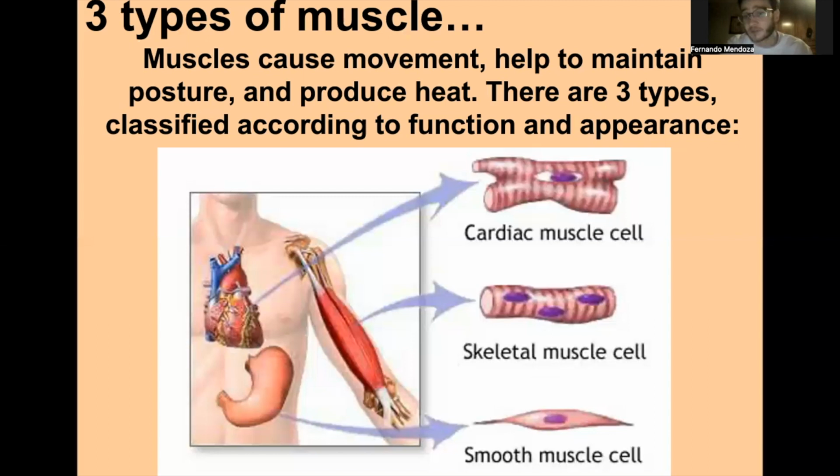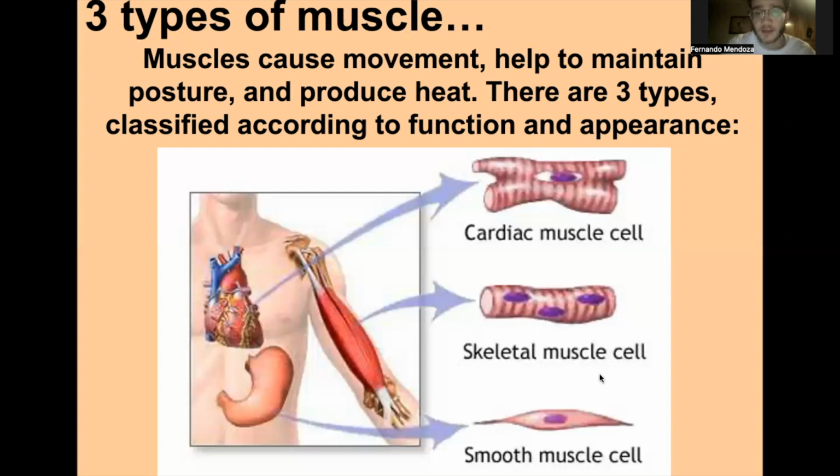And the skeletal muscle cell is the one that we're going to find the most, or the most representative one, like the other muscles that we saw in the first image, the brachialis, the biceps femoris, etc. This is the most representative type of muscle, the skeletal muscle cell.